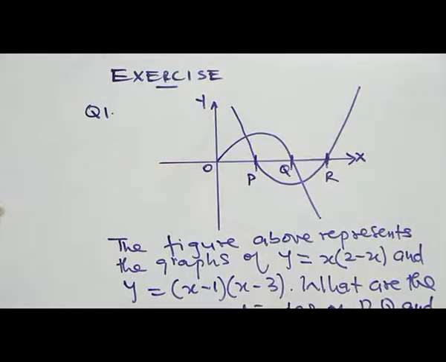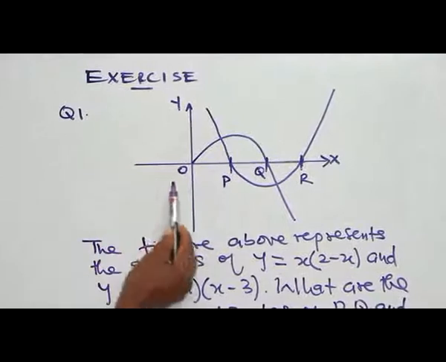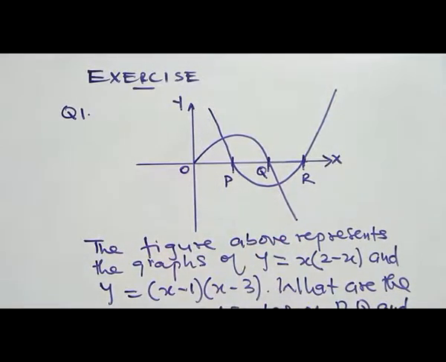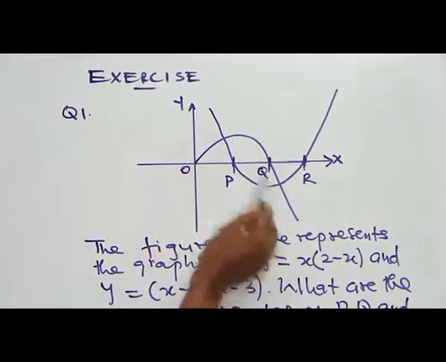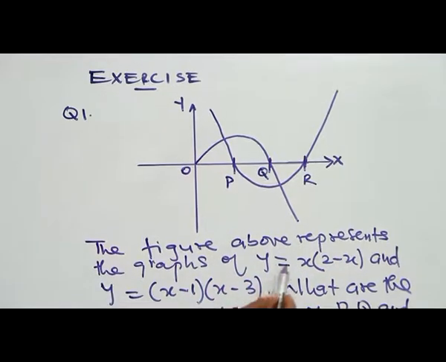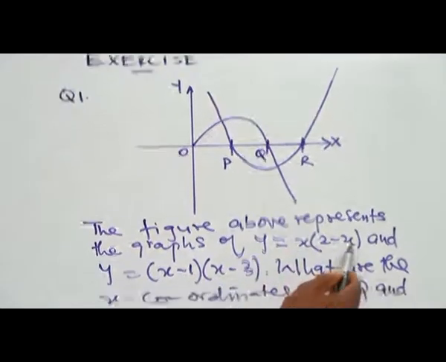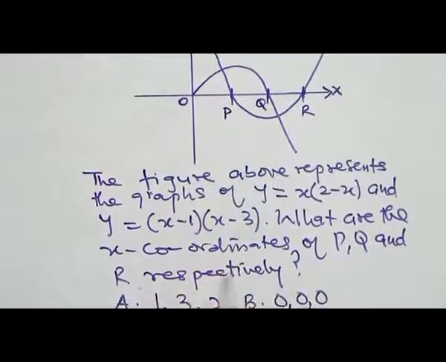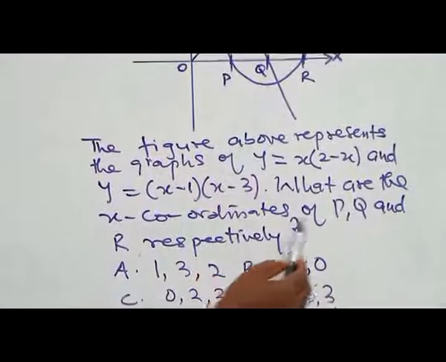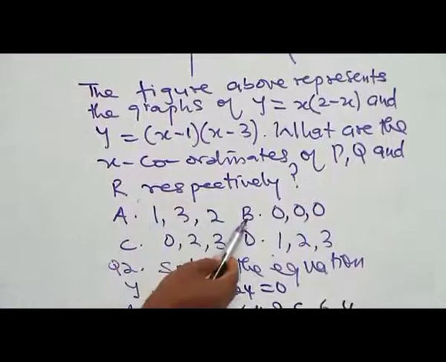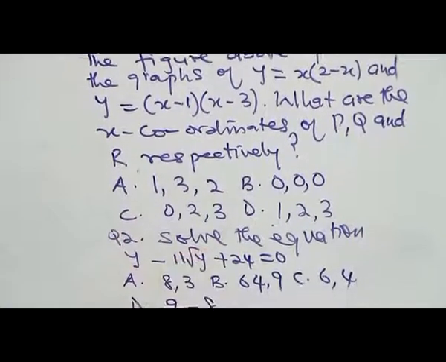Exercise. Question number 1. Take a look at this figure given to you. There's a curve, another curve. The figure above represents the graphs of y equal to s into 2 minus s and y equal to s minus 1 into s minus 3. What are the s coordinates of p, q, and r respectively? Option A, B, C, and D.